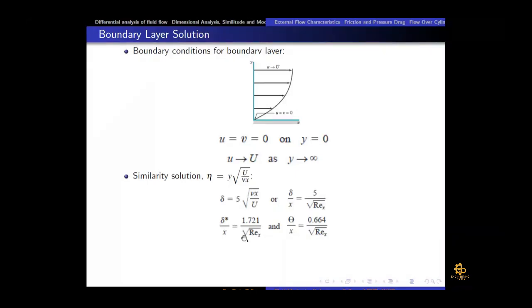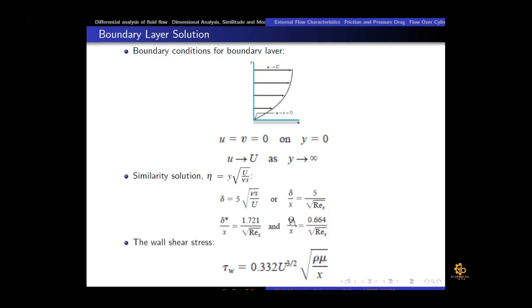You can easily see here that delta is a function of x. So x is going to appear here. It means that if we increase the distance from the leading edge, where x is the distance from the leading edge, delta would increase as a function of square root of x, because there is also x in the denominator. Here there is x to the power 1, so that becomes square root of x on the numerator side. That is the same case for delta star and theta.